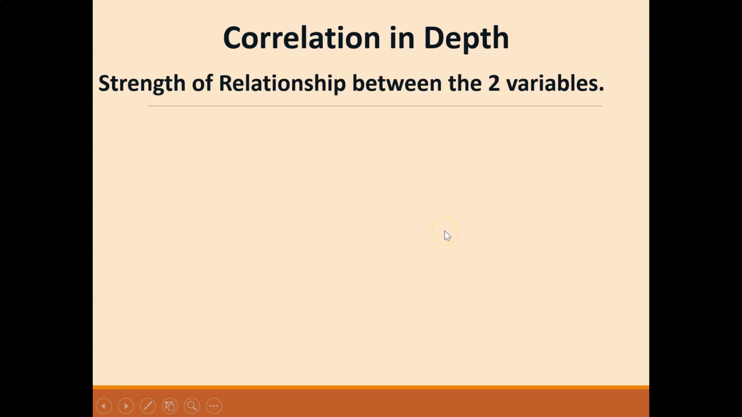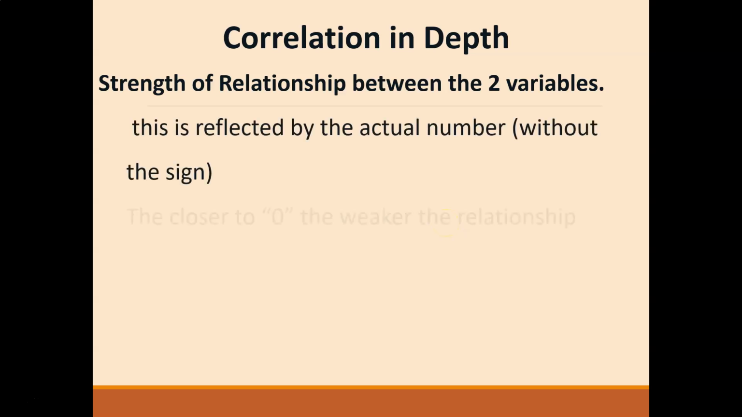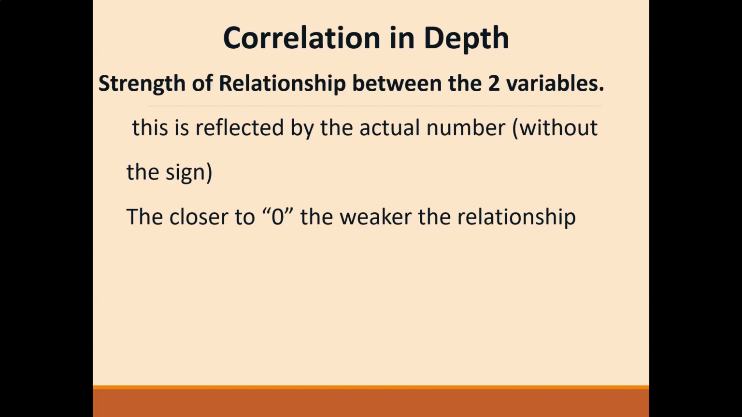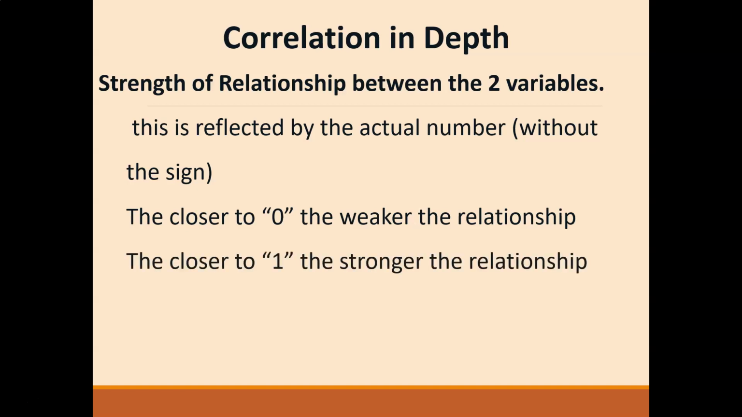All right, now we're going to talk about the number. We've talked about the sign. A plus sign means they both go in the same direction. A negative sign means they go in opposite directions. Now we're going to talk about what the number means. The number means, without the sign, do not look at the sign, the number is going to tell you if it's closer to 0, it's weaker. If it's closer to 1, it's stronger.